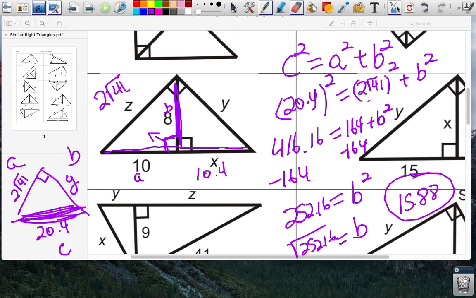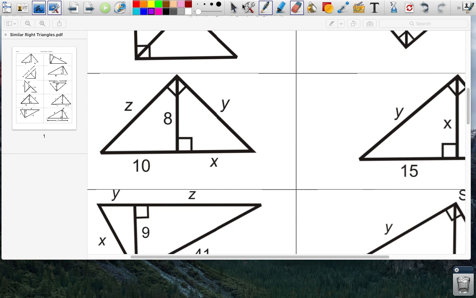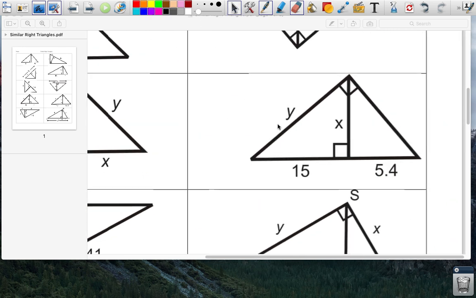Nice problem, isn't it? Wow, that's a big problem.